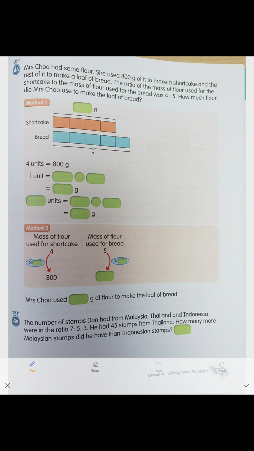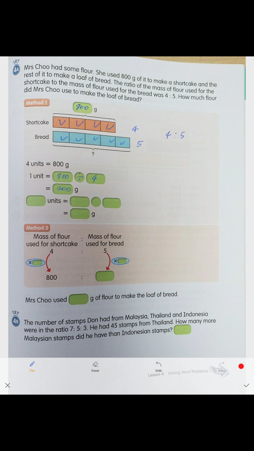Very easy, right? So shortcake, she used 4 units because our ratio was 4 to 5. So this is 5, right? This is 4, this is 5. Our ratio is 4 to 5. They tell us that she used 800 grams to make a shortcake. That's it. So our 4 units is for 800. Our 1 unit is 800 divided by 4 units, which is 200 gram, right?